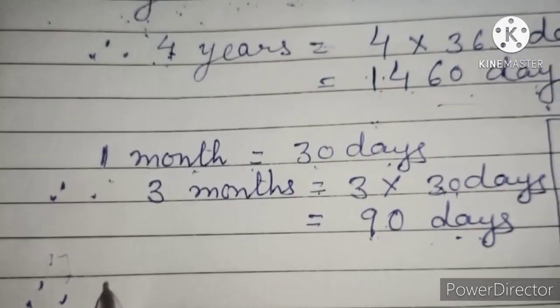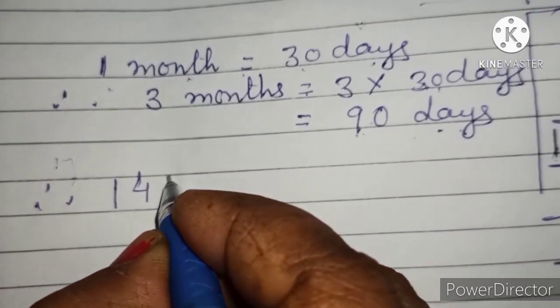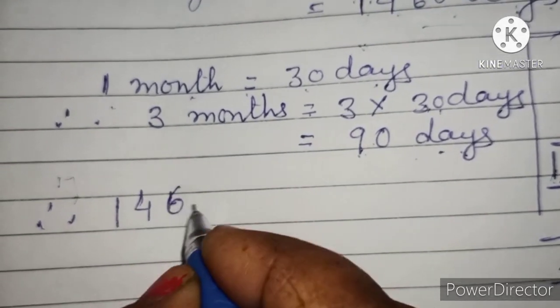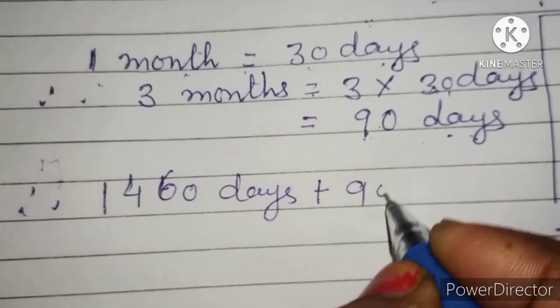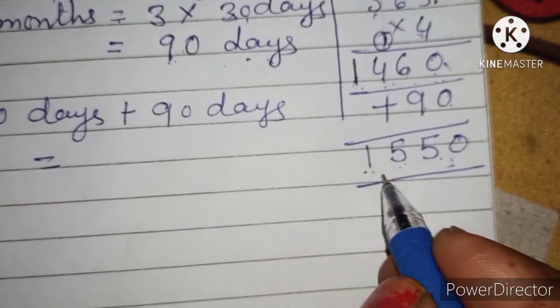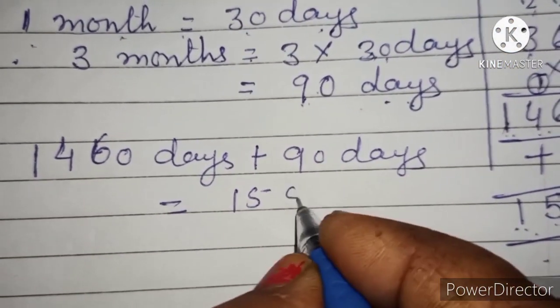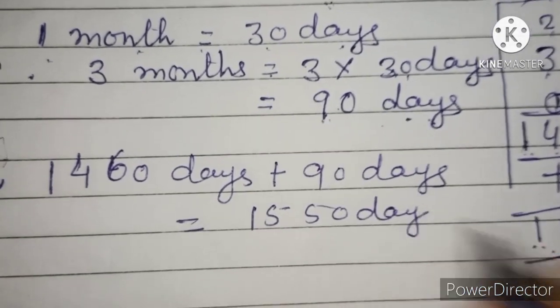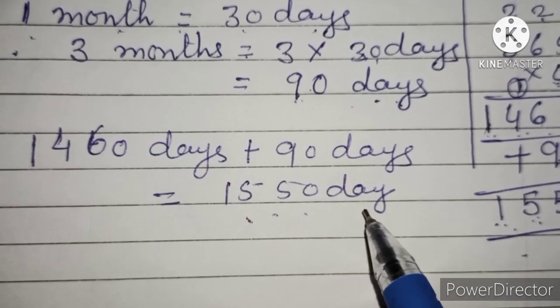So 1460 days plus 90 days is equal to 1550 days. Answer will be 1550 days.